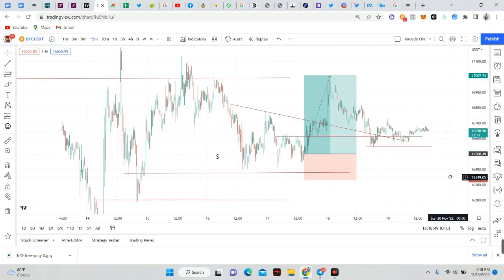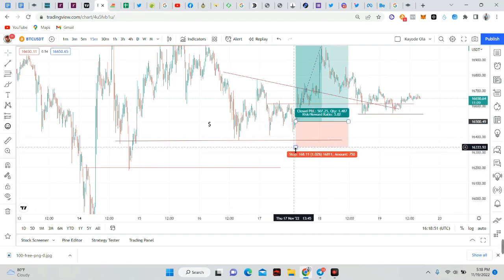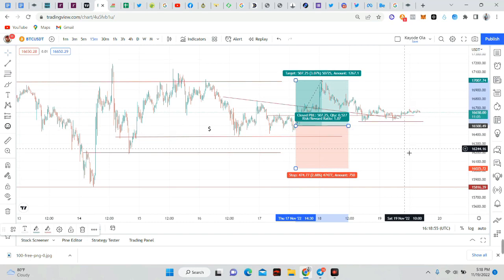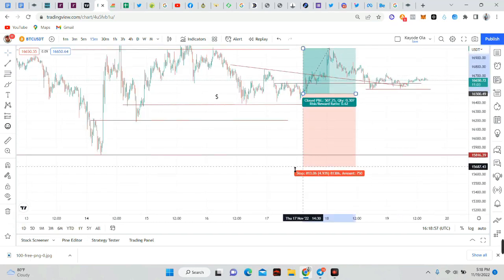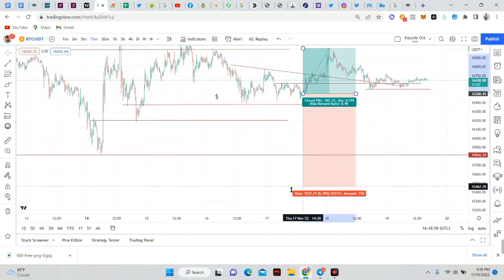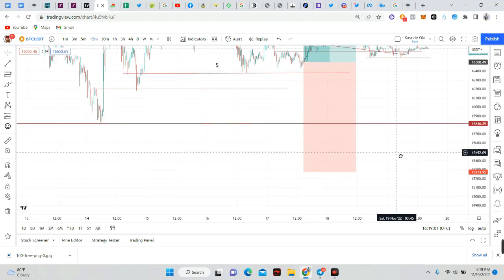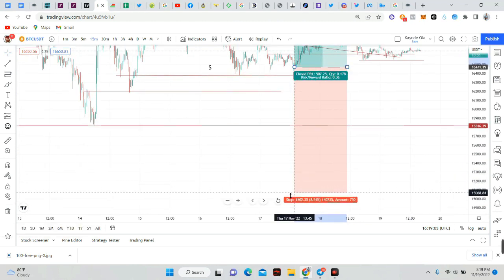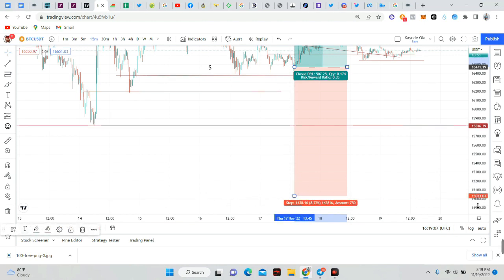Now you can always go around this thing. You can always adjust it. Let's assume I'm saying that I want my stop loss to be at 15,000. Okay, just be looking at the price at the side here.